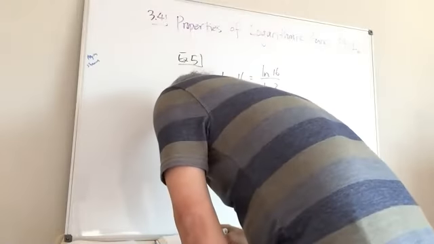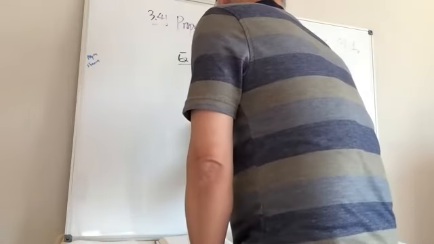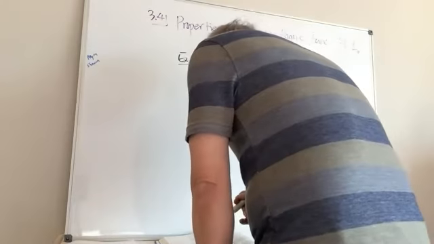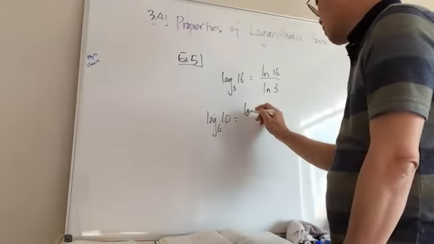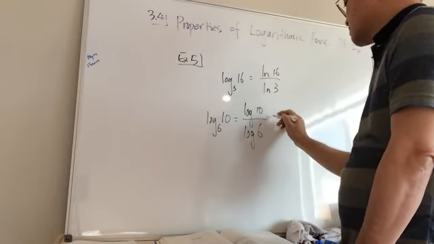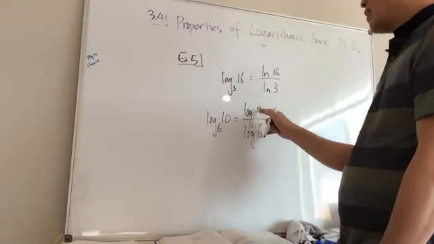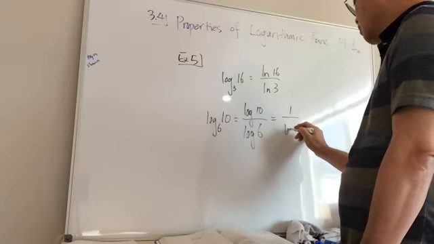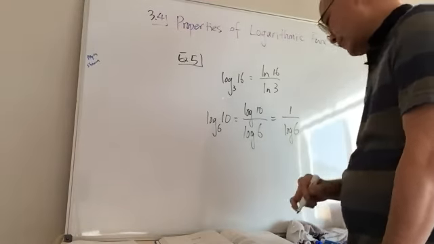B, we have log base 6 of 10, and they're changing this to a common log. So it's going to be log of 10 over log of 6. Log of 10 is 1, right? Because it's a common log, 1 over log of 6. Okay?